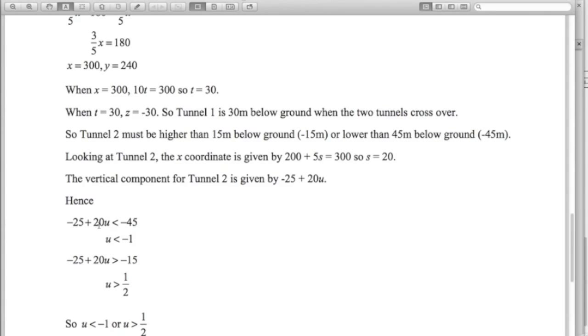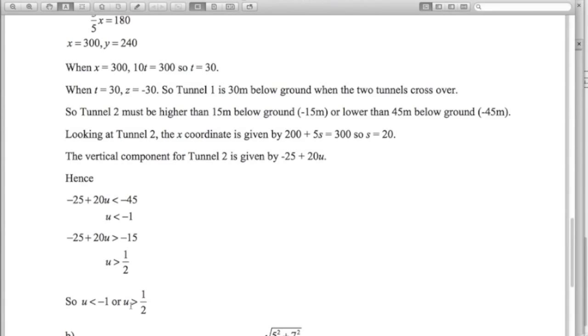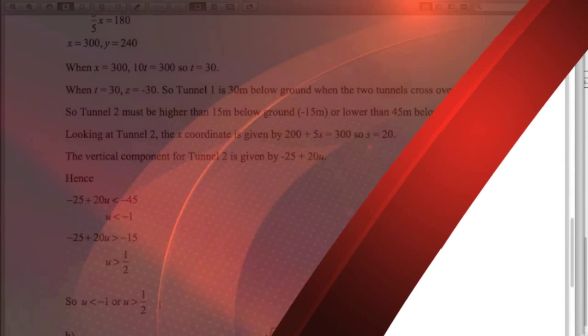Negative 25 plus 20u is less than negative 45. U is less than negative 1. Do the same thing and we get u as a half. So that gives us two restrictions on the value of u. U's got to be less than negative 1 or greater than a half.